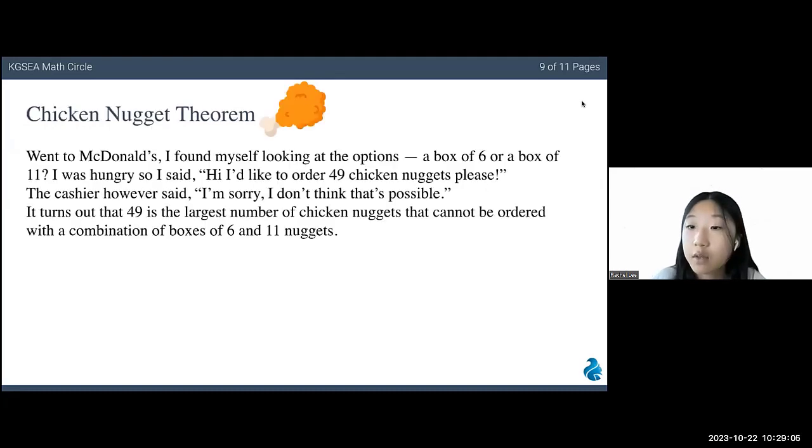The last theorem that we will be going over is the chicken nugget theorem, and this has a little anecdote that allows us to see how this theorem arose. A person went to McDonald's, where there's a box of 6 or a box of 11 chicken nuggets, and the person was really hungry, so he said, "I would like to order 49 chicken nuggets, please." But the cashier said, "I'm sorry, I don't think that's possible."